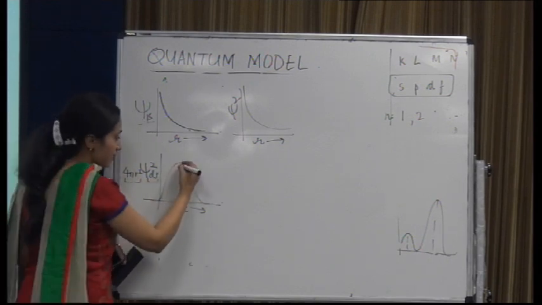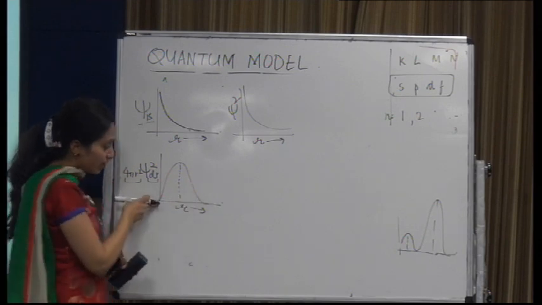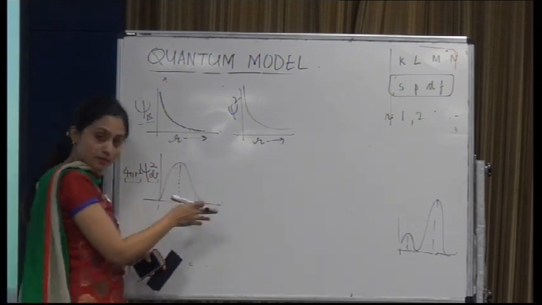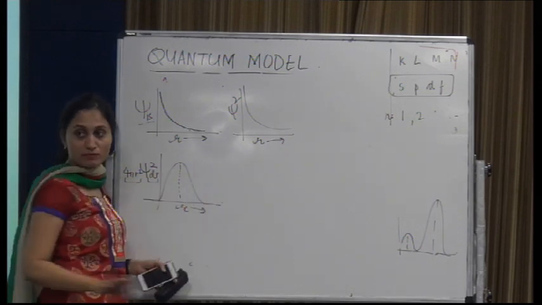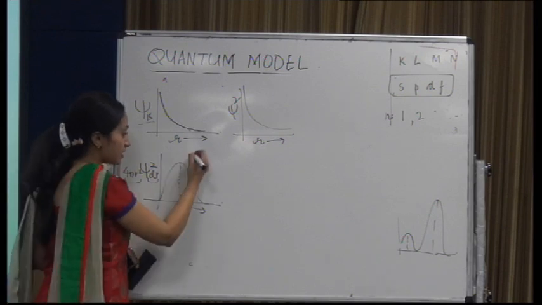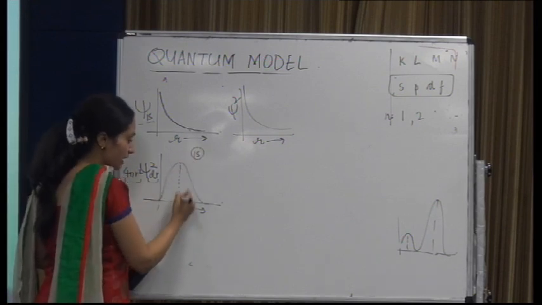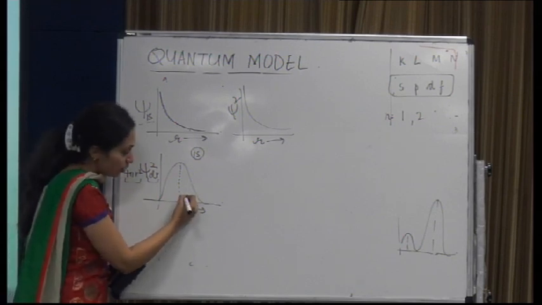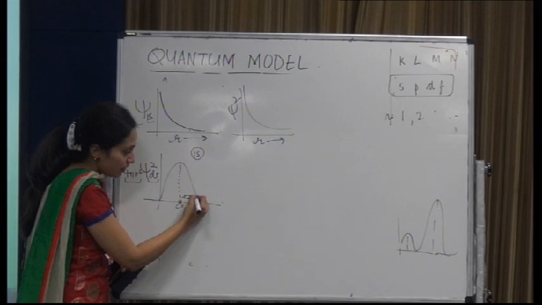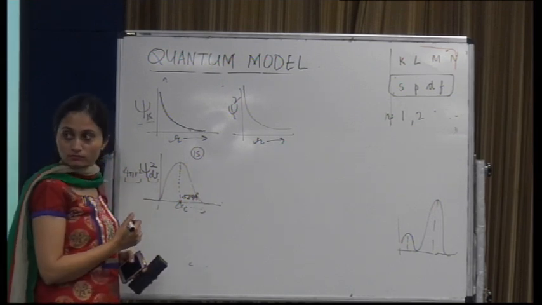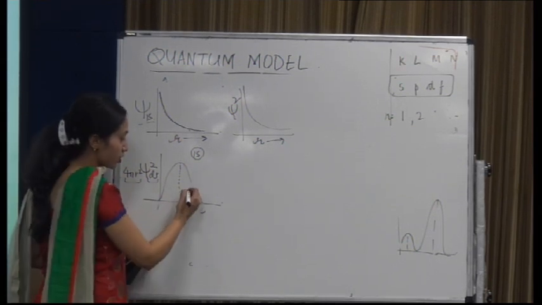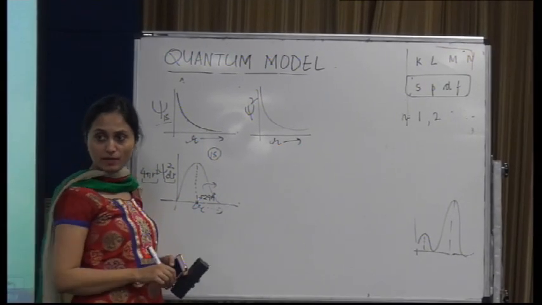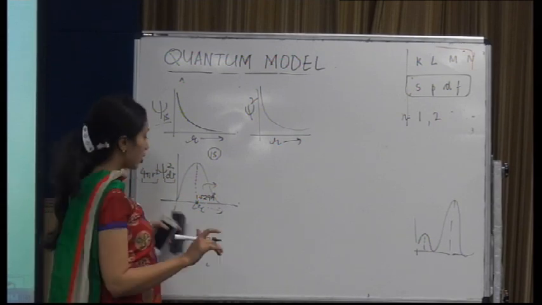What is the interpretation? That there is minimum probability of finding the electron when r is 0, and there is maximum probability at some distance from the nucleus. That distance for 1s turns out to be this distance. That means you will read the distance from here. This turns out to be equal to 0.529 angstrom. And this is known as your Bohr's radius, represented by a naught at times. Got it? So these are your radial density distribution curves.